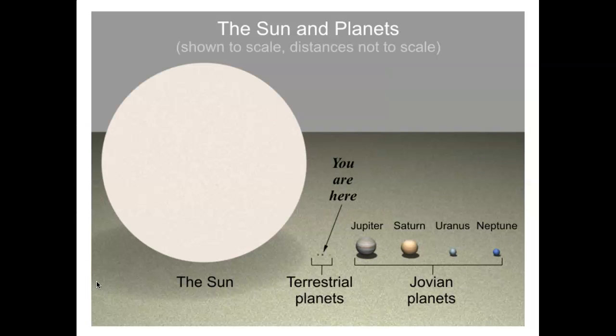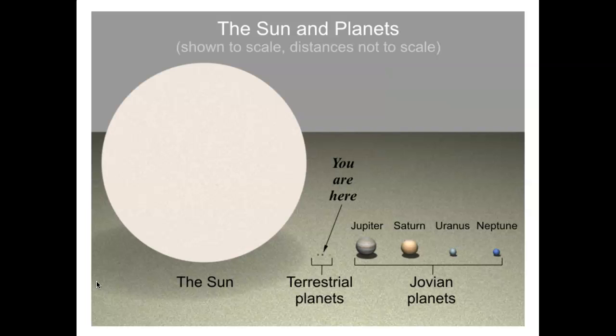When you look at the planets, what you notice is, well, there's 8 planets in the solar system. There are the 4 terrestrial planets, Mercury, Venus, Earth, Mars. And there are the 4 Jovian planets, Jupiter, Saturn, Uranus, Neptune. Why are there 2 types of planets? That's an interesting question, right?